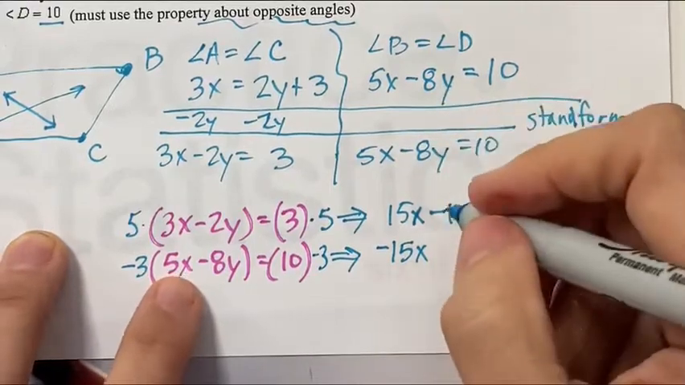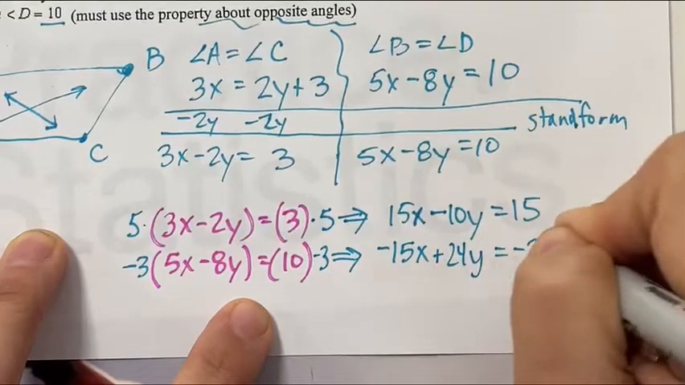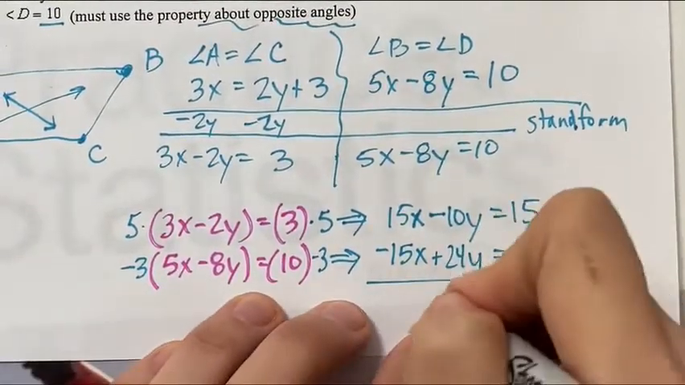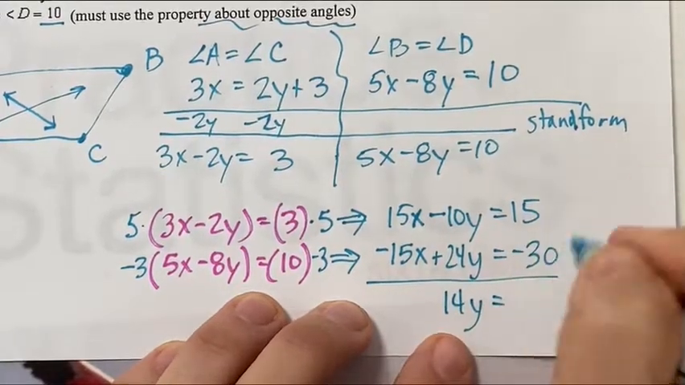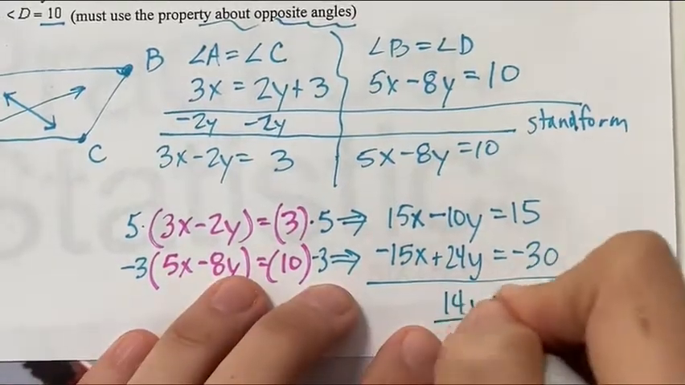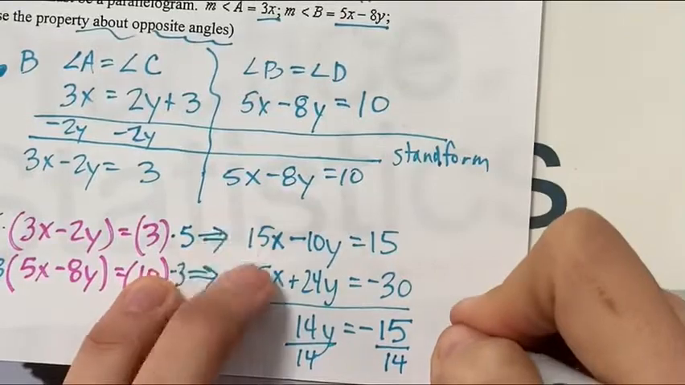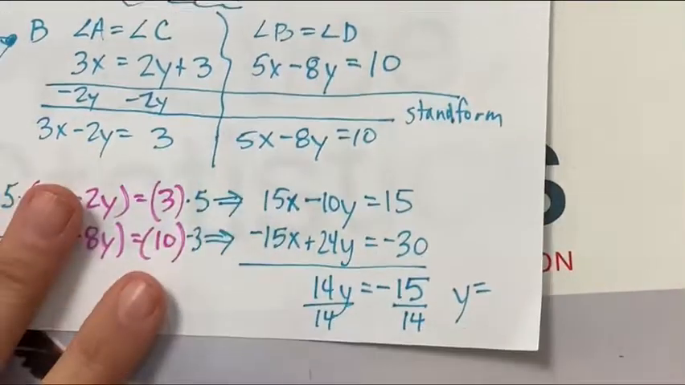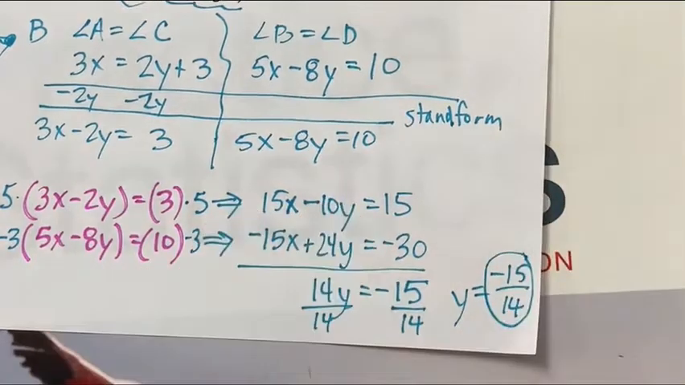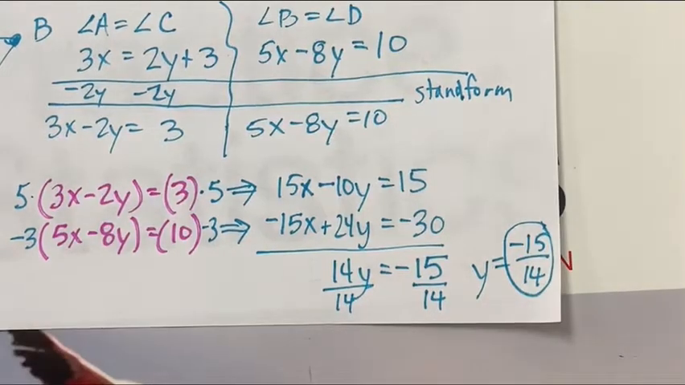So negative 3 times 5x is negative 15x, and 24y equals negative 30 on the other side. Now we can cancel vertically. So negative 10 plus 24 is 14. 15 minus 30 is negative 15. And so we have our answer. Y is equal to negative 15 over 14. A little disturbing, but we know this grading period we're going to have ugly answers. All right.